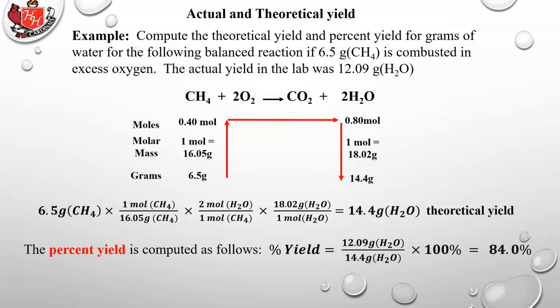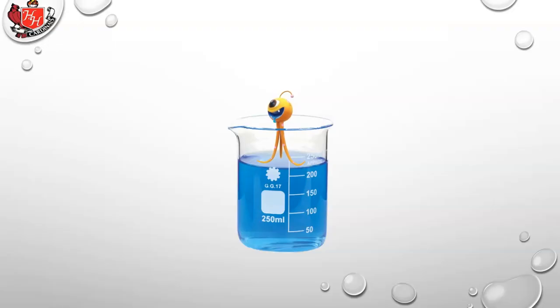The percent yield is computed as follows. So you're going to take the 12.9 grams of H2O that you actually got in the lab, divide it by what the chemical equation told you should have gotten, 14.4 grams, multiplied by 100%, and you get 84%. So you got 84% as much of the product as you thought you should get based on the equation. All right, and that takes care of this lesson on limiting reactants and also on theoretical yield.